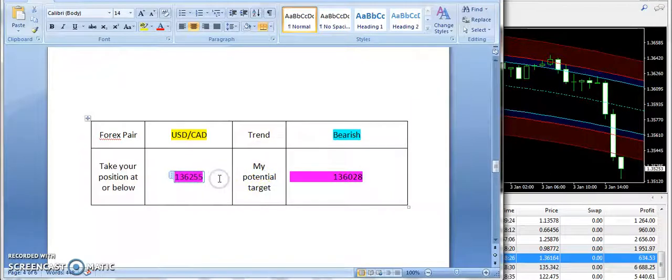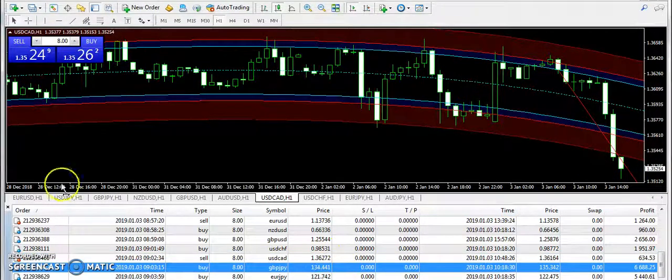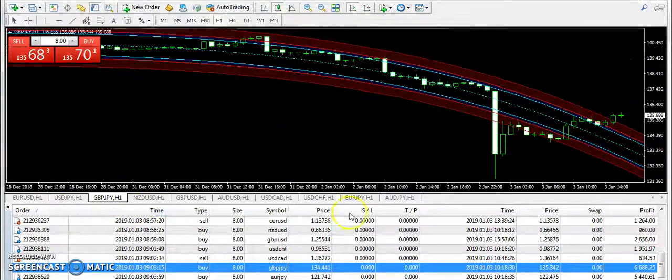But this is the drop that I also predicted on Telegram as well as in my full day trading report. 1.36255 was the entry, and 1.36028 was the target price. However, the drop is bigger and it has gone down to the 1.35 level. So guys, I congratulate all traders who have taken the massive profits today on USD Canadian dollar.